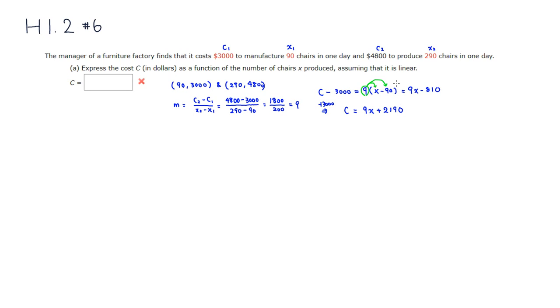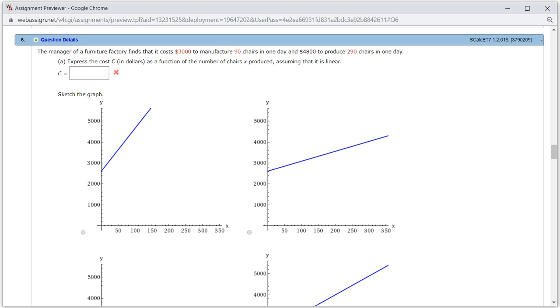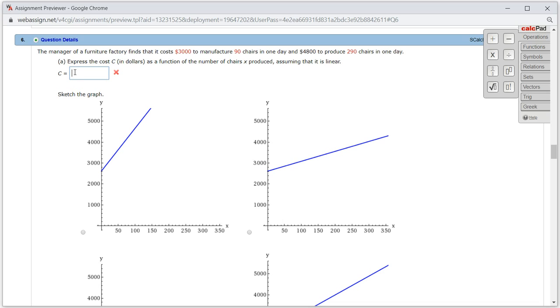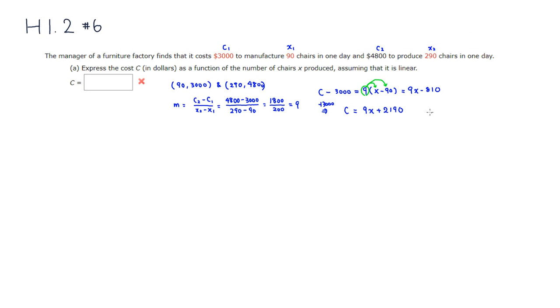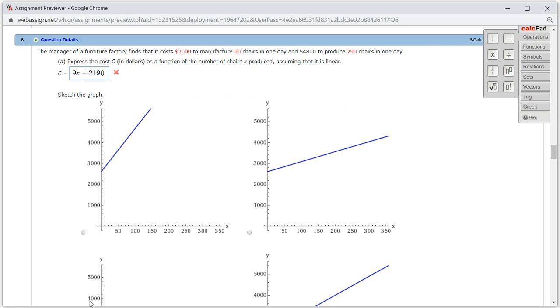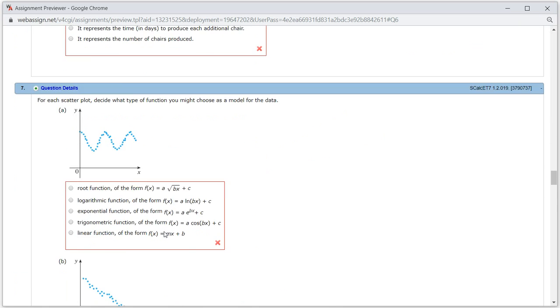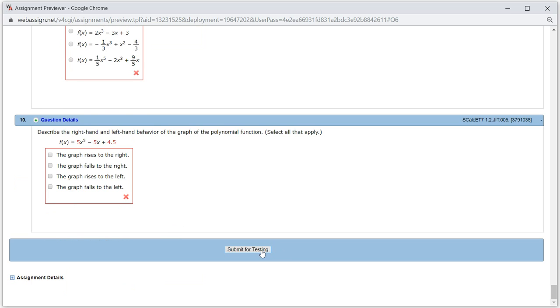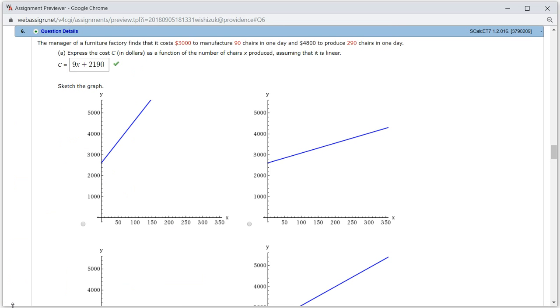All right, so let's type this in. We have 9x plus 2,190. Let's double check. That's what I have, so let's go ahead and check the answer. Submit for testing. All right, I came back and it looks like we got part A correctly.